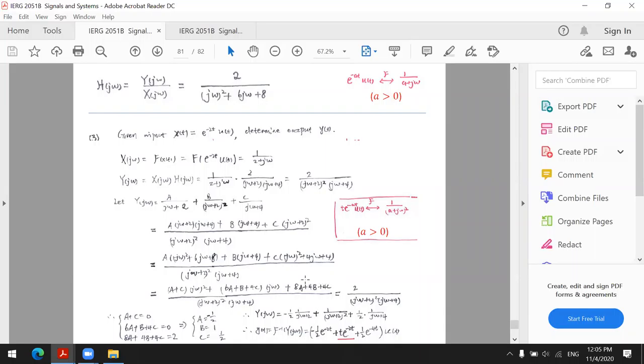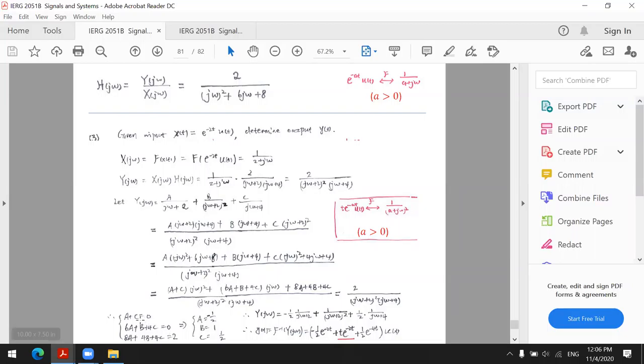And we want to make this entire expression equal to the original capital Y, which is copied down from here. The denominators are the same, so we don't care about them. In the numerator we want the coefficients for jω squared and for jω to both be zero, because there are no jω squared and jω terms in the numerator. There is only a constant term 2 in the numerator, which must equal 8A plus 4B plus 4C.